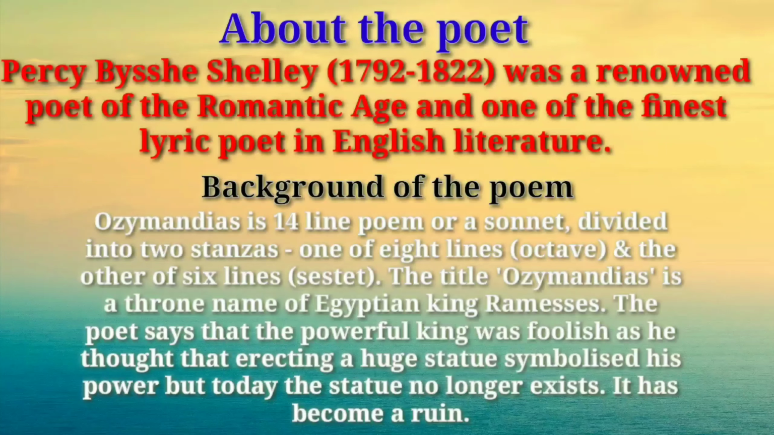Ozymandias is a 14-line poem, and the 14-line poem is known as a sonnet, divided into two stages. The first 8 lines are called the octave and the next 6 lines are called the sestet. The title Ozymandias is a throne name of the Egyptian king Ramesses.